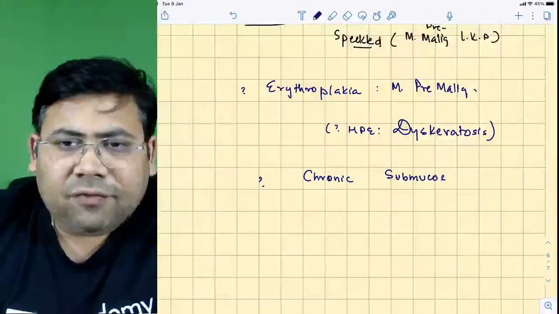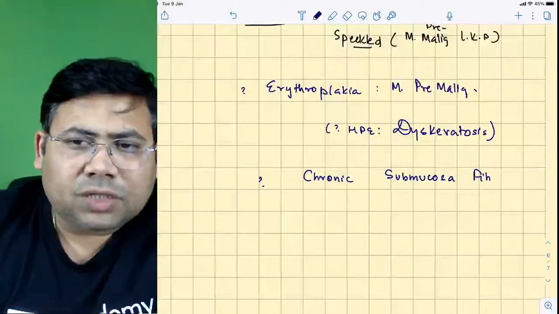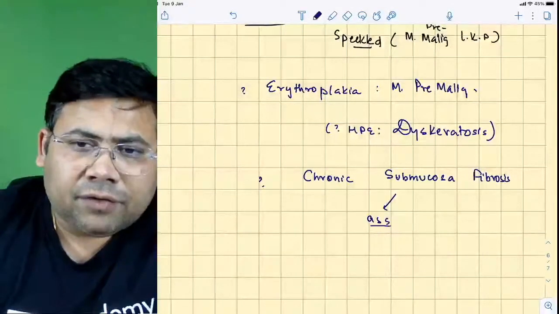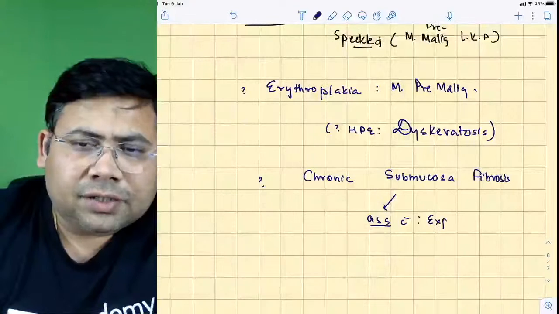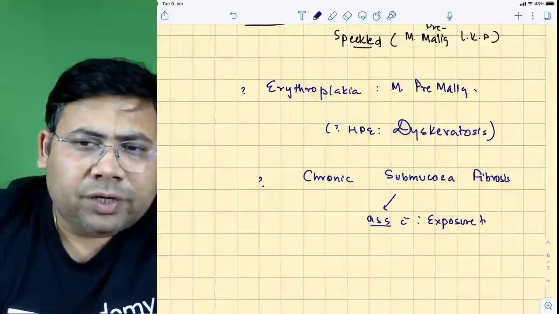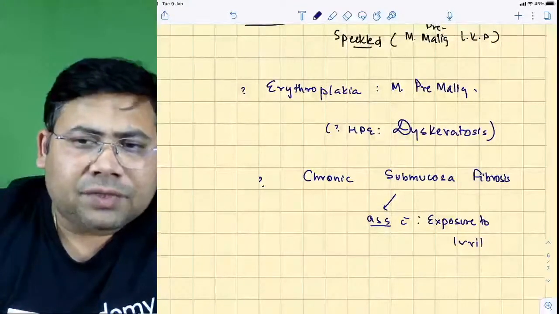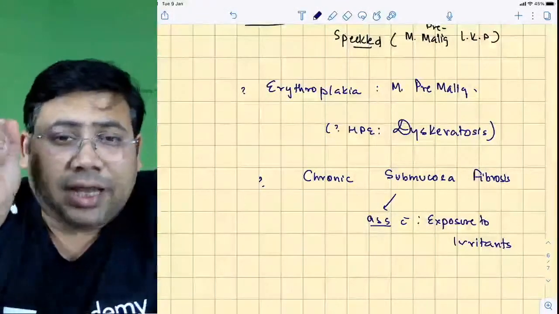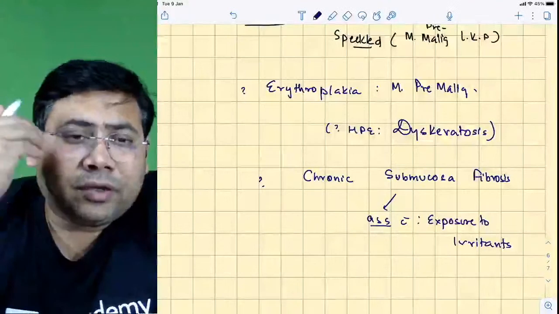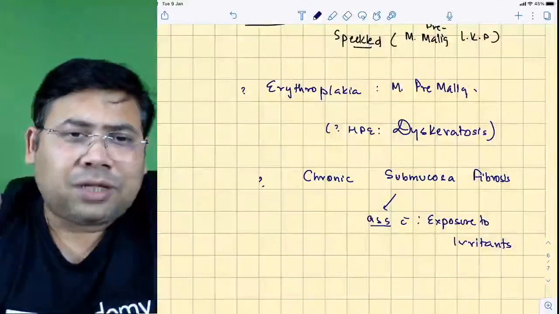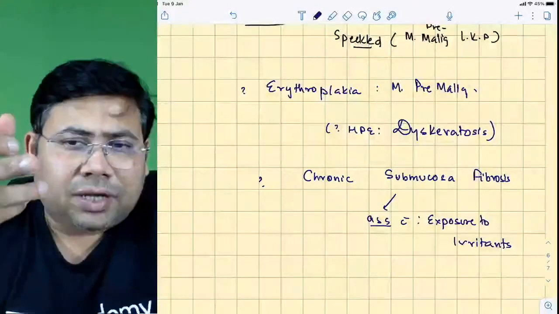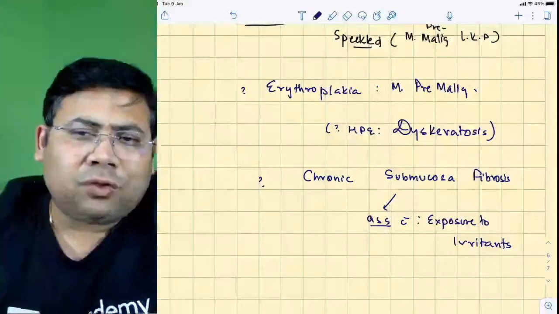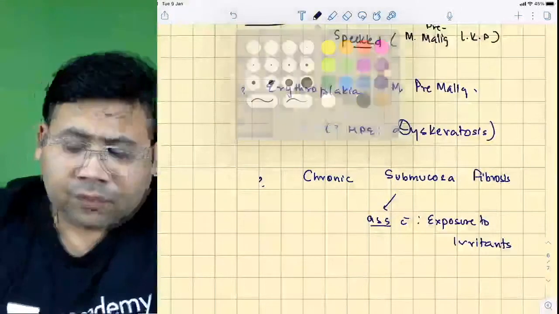Next, the third that we have is chronic submucosal fibrosis. Students, when we talk about chronic submucosal fibrosis, this is associated with exposure to irritants. These irritants will actually damage the oral mucosa. There will be healing, again you expose it, again damage, healing. So the cycle will ultimately convert into a dysplastic cycle.